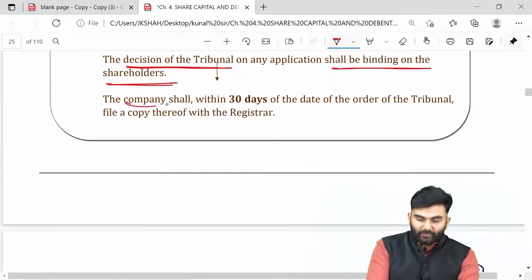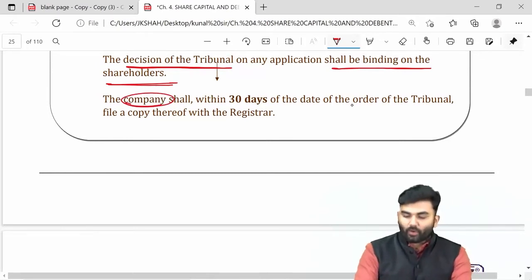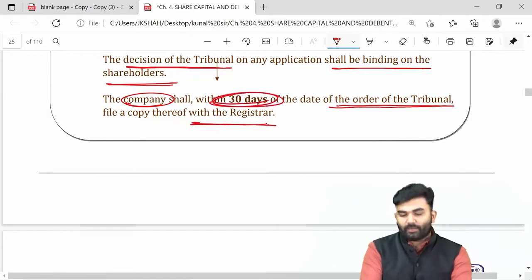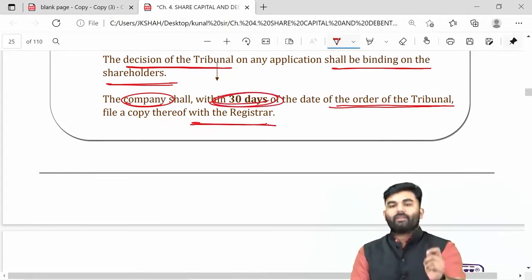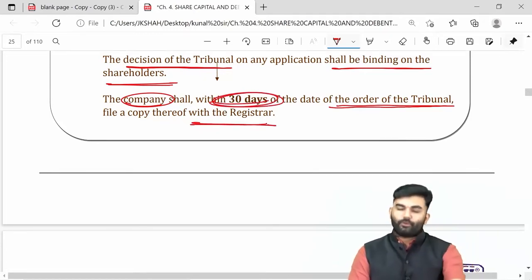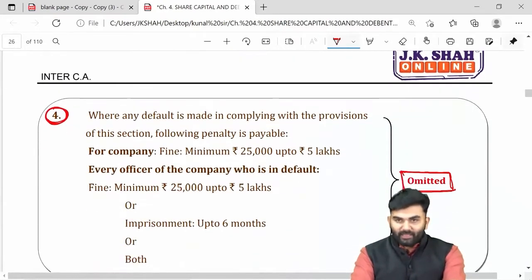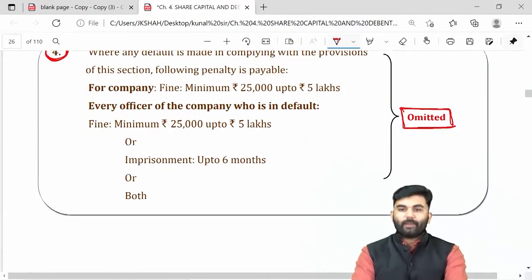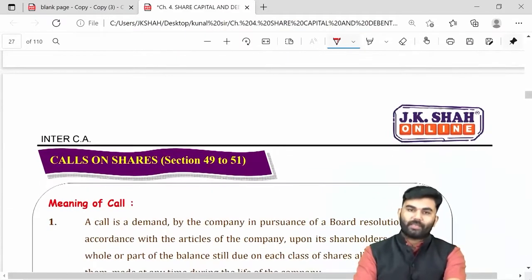It is the duty of the company to file the copy of the order of tribunal with the ROC within 30 days from the day when the order was issued by the tribunal. However, there used to be some kind of penalties, but that penalty is now omitted.